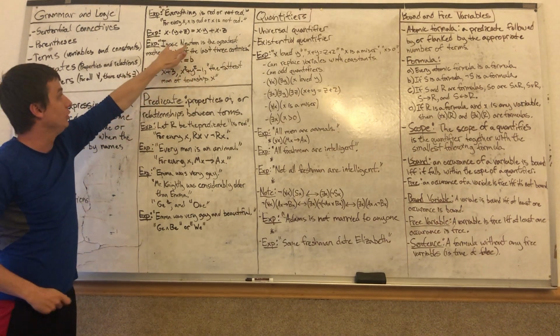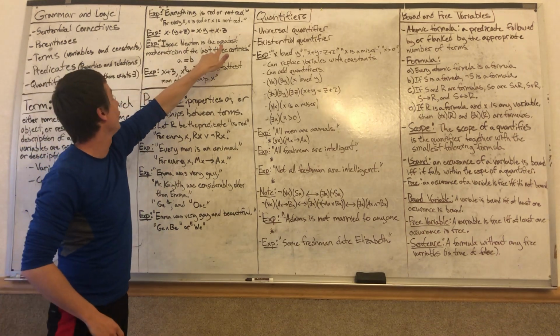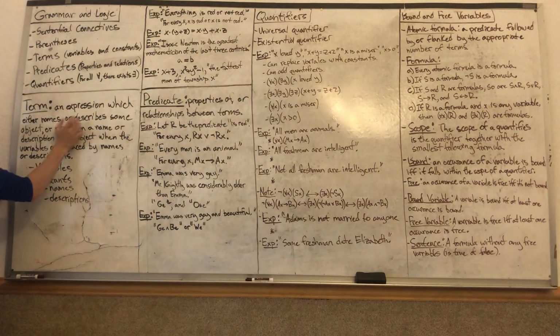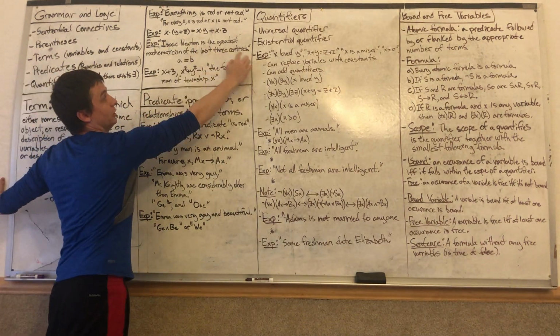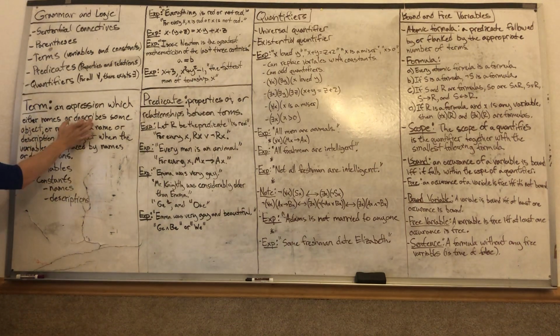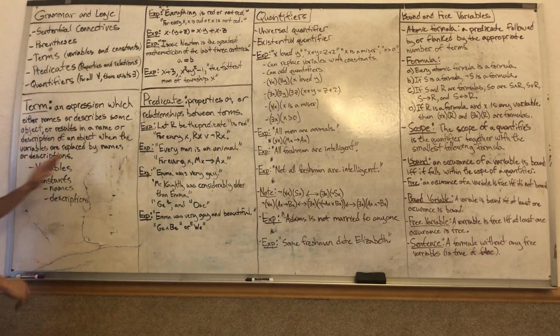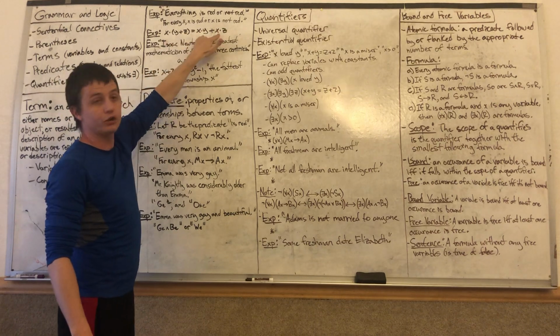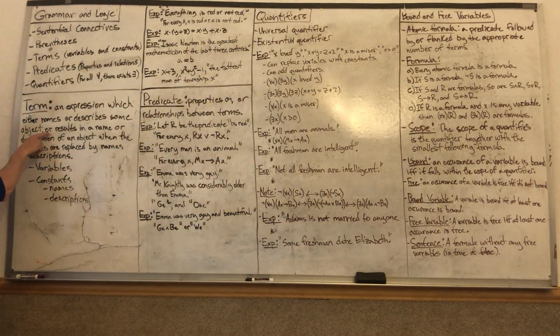Now, Isaac Newton in this case is a term. The greatest mathematician of the last 3 centuries is a term. So coming back to our definition, an expression which either names, which would have been Isaac Newton, or describes, which would have been the greatest mathematician of the last 3 centuries. So either names or describes. Look at this one for a second. We have a term over here and a term over here. Or results in a name or description of an object when the variables are replaced by names or descriptions.